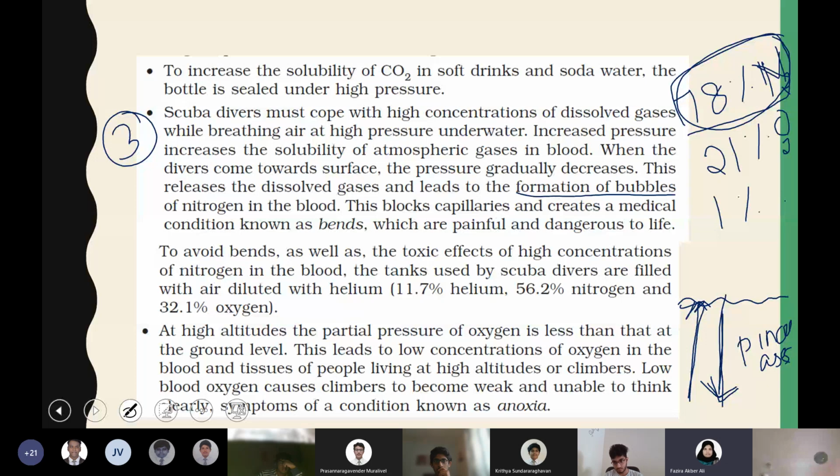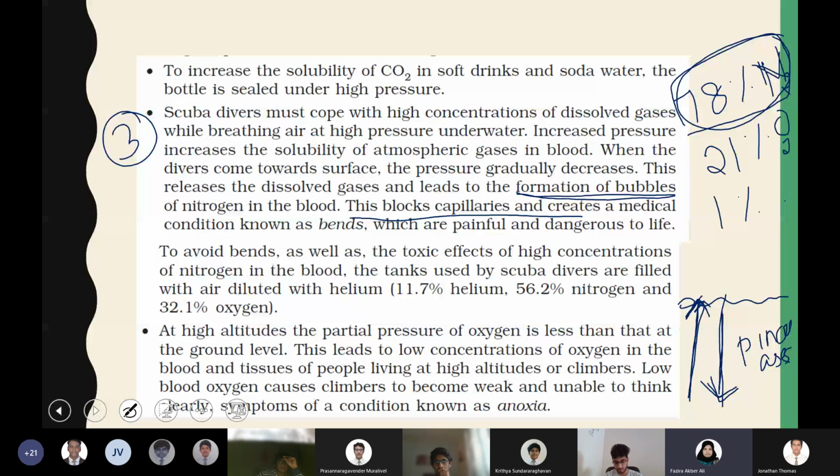When you are going to the bottom part of the sea, the pressure is high, so more nitrogen is dissolved. When you're coming back to the sea level, because of the decreasing pressure, the dissolved nitrogen converts back to the gaseous state, which leads to the formation of bubbles. But the problem is that unlike a cola bottle, this is your blood vessels. These capillaries will get blocked because of the bubble formation.